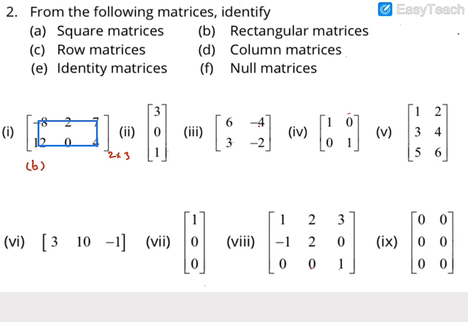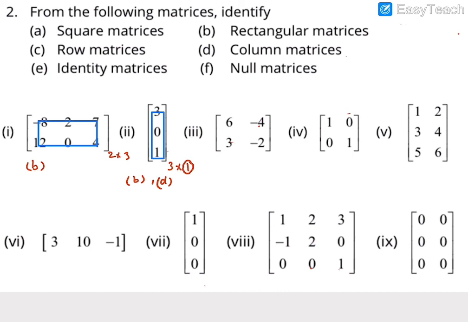Part 2 is also, you can see it's making a rectangle and the order is 3 rows and 1 column. So you can say, because it's 1 column, it's a column matrix also and rectangular matrix also. So this one is B and D also. D is column matrix and B is rectangular matrix, because number of rows are not equal to number of columns, so it's rectangular matrix and column matrix because it has only 1 column.